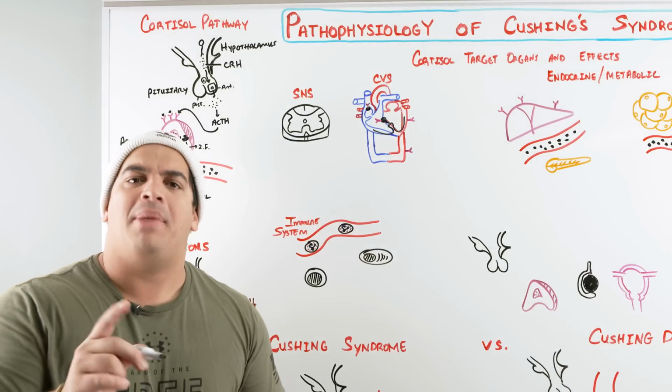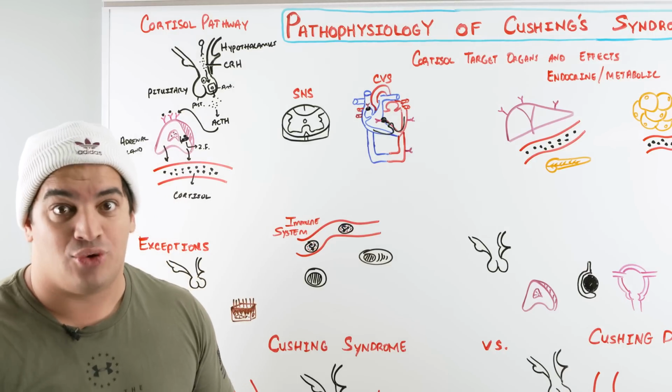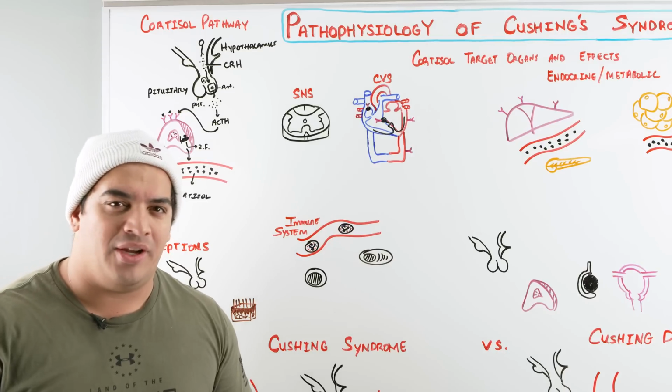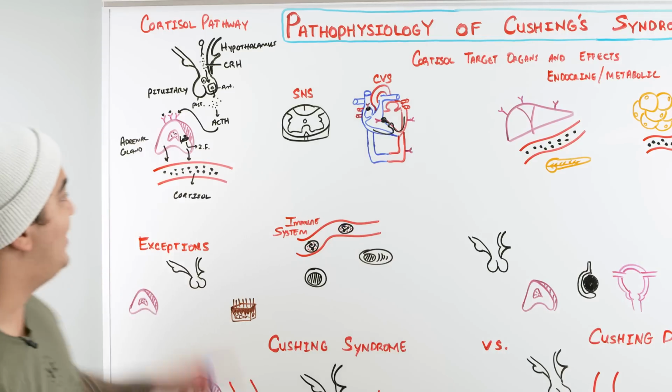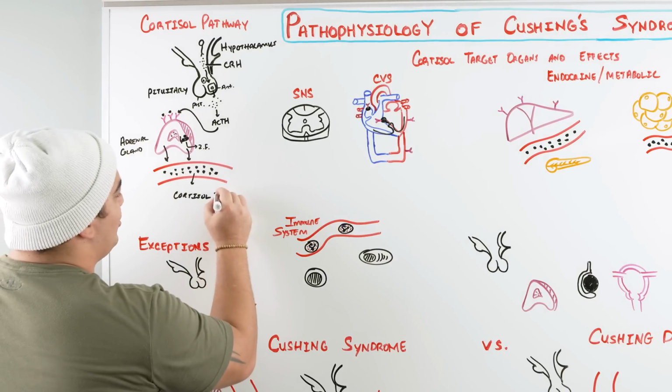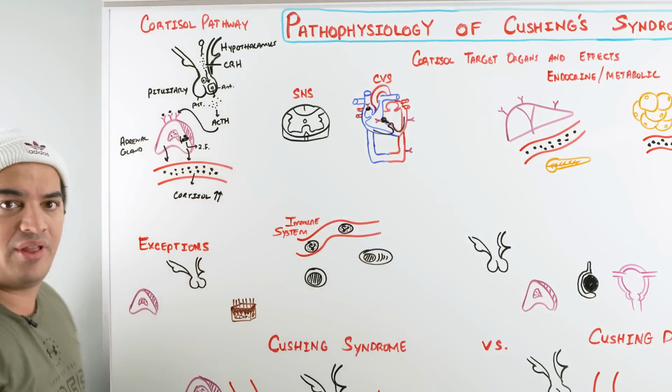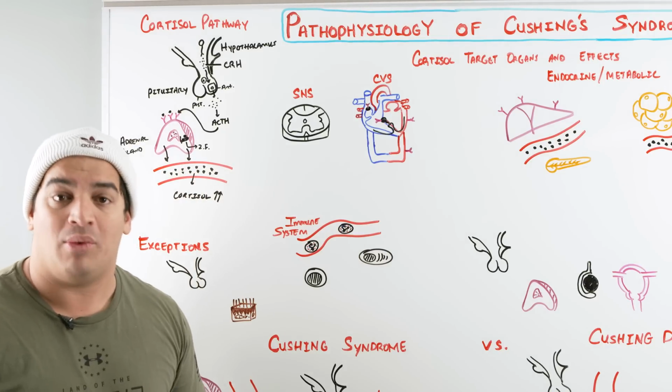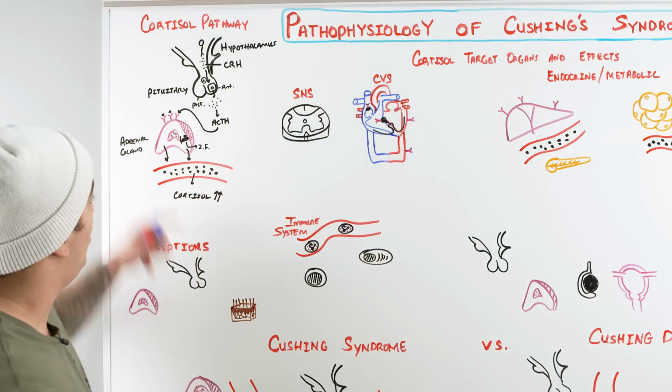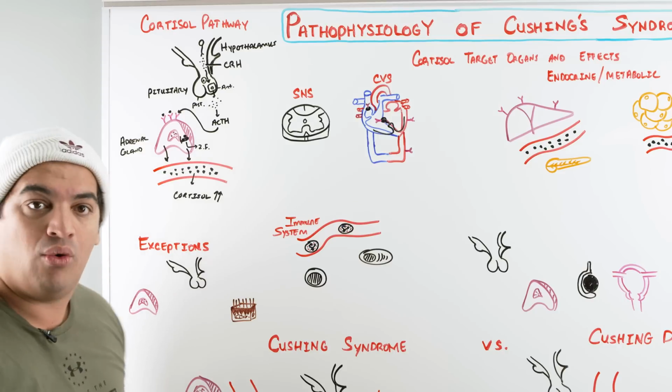Now, in patients who have Cushing's syndrome, this is an interesting situation where their adrenal gland is the problem, and they're just producing too much cortisol. Maybe there's a tumor there, maybe there's some hyperplasia there. Whatever it may be, the adrenal gland is the source of high cortisol.